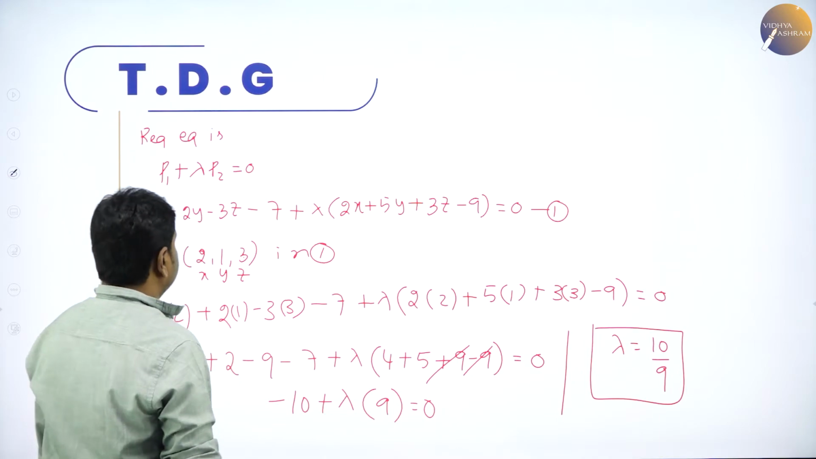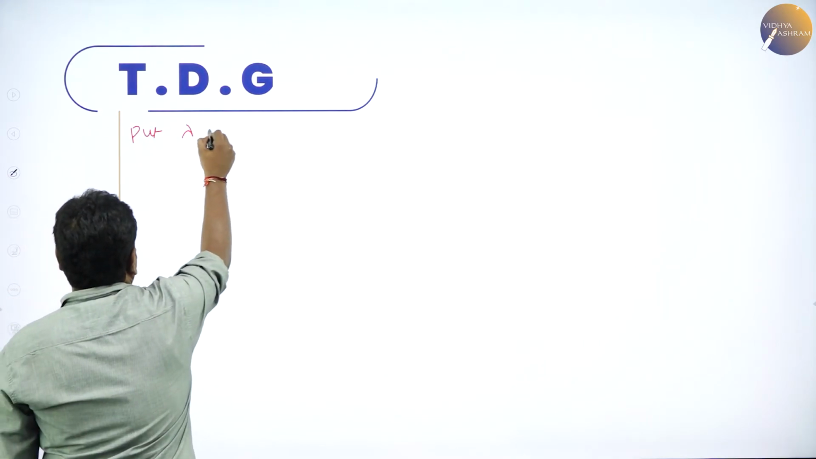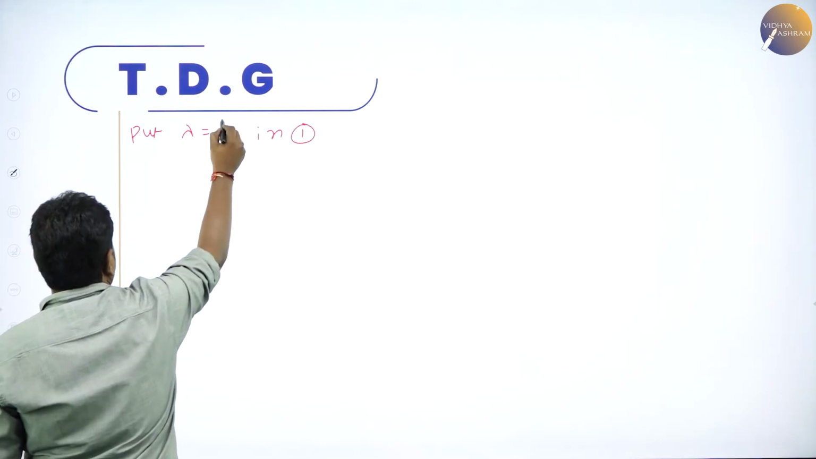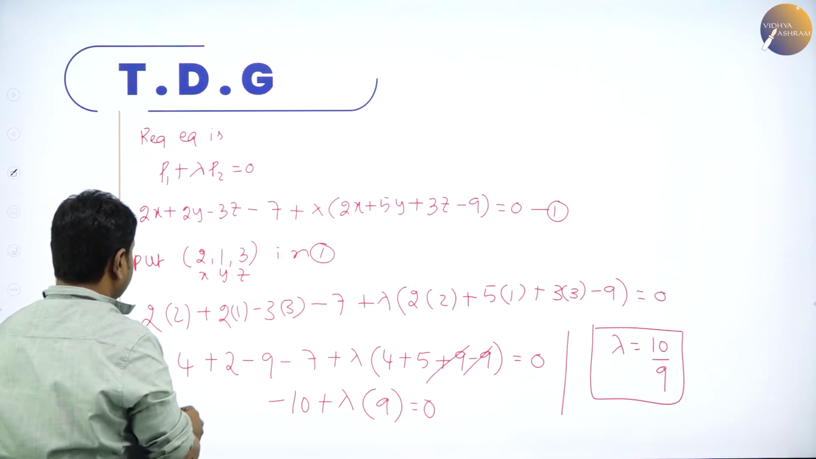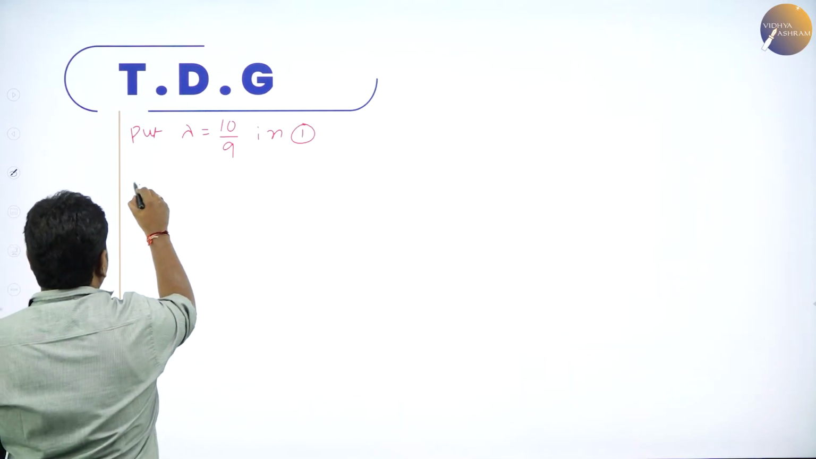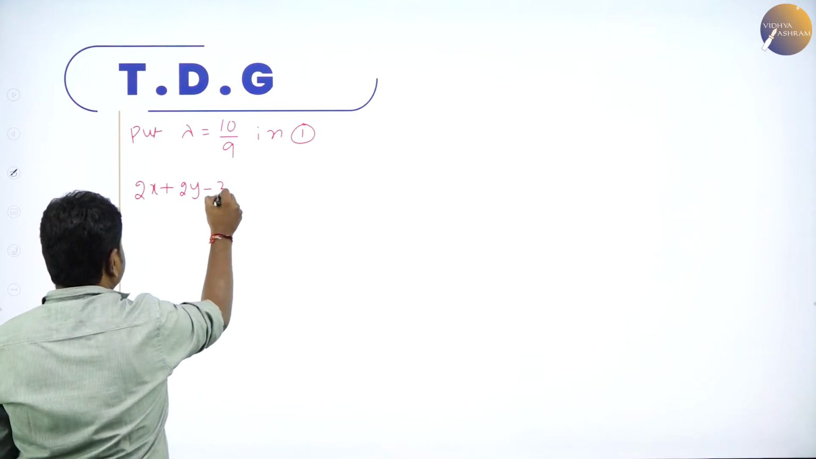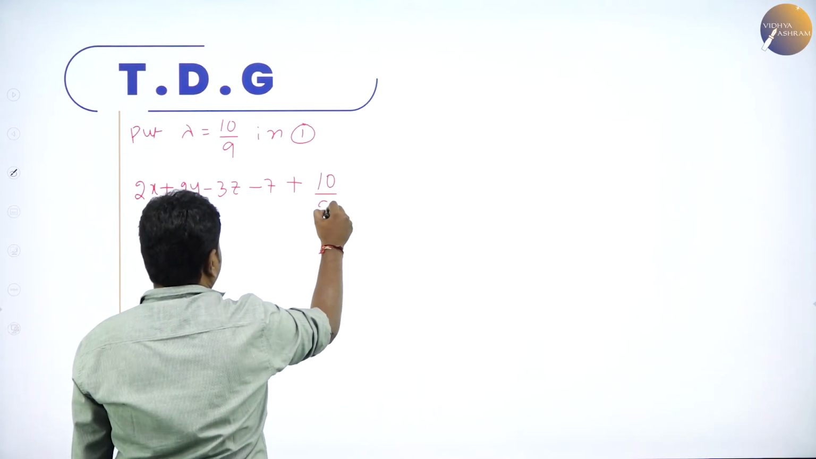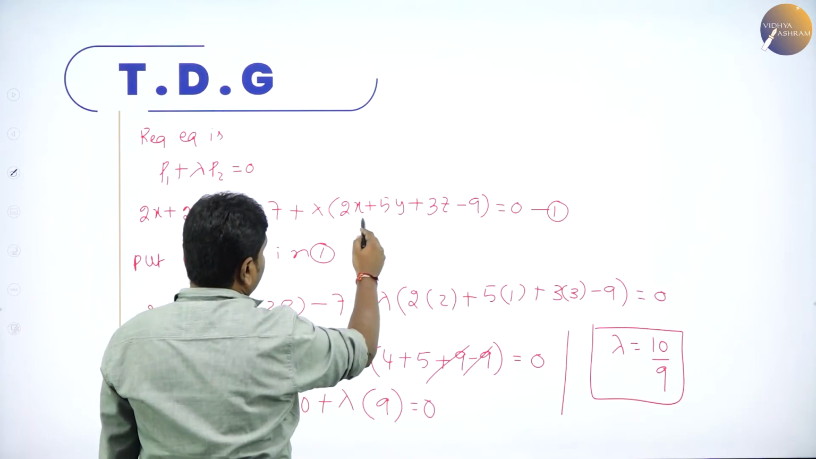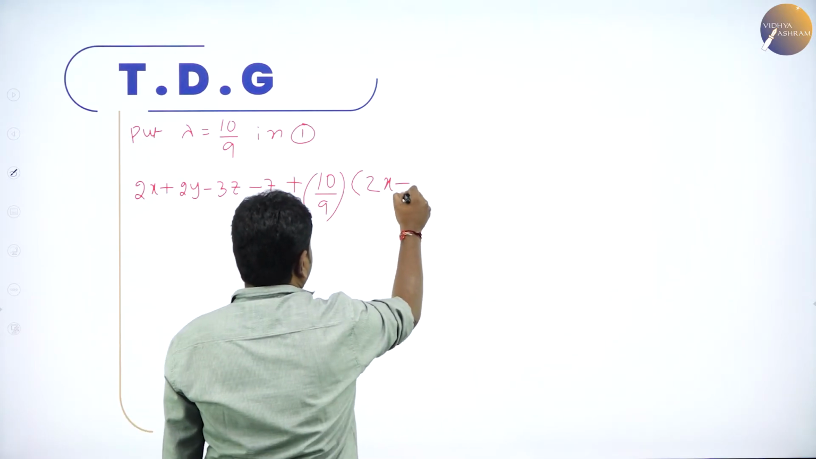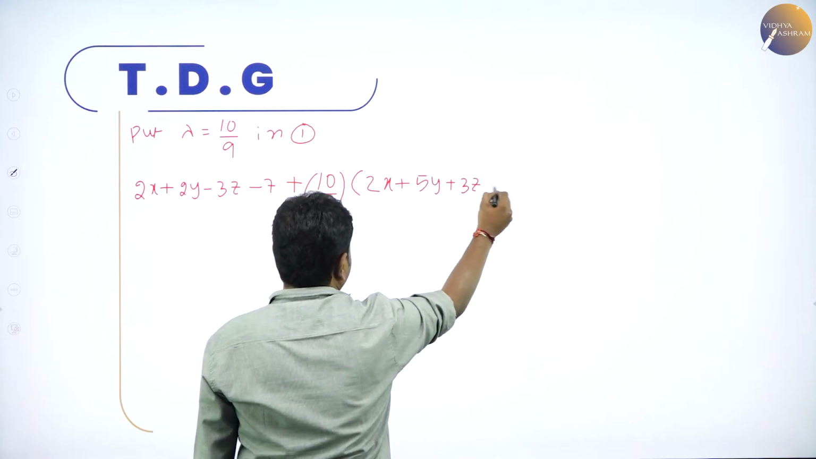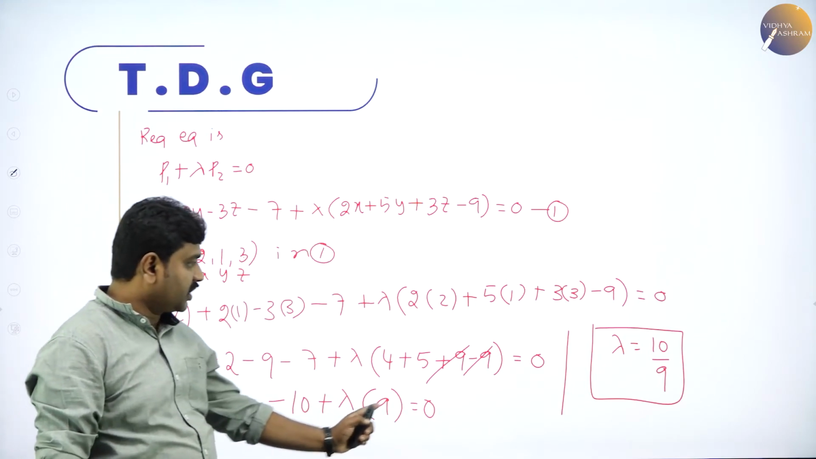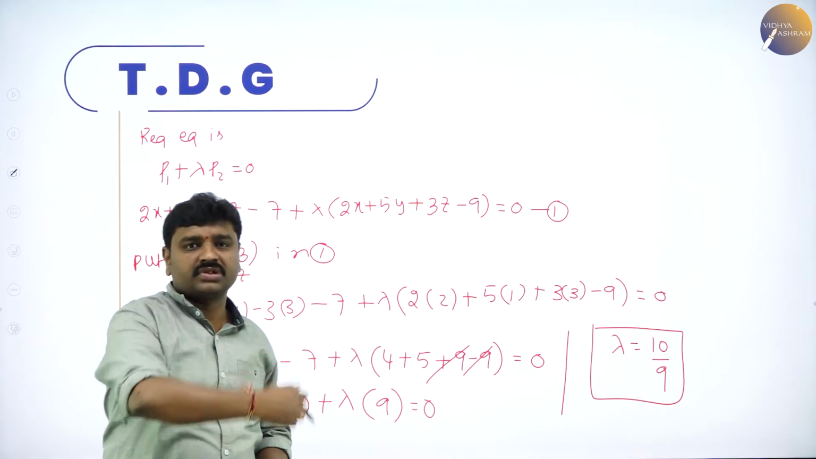Substitute lambda equal to 10 by 9 in equation 1. What is equation 1? 2x plus 2y minus 3z minus 7, plus lambda, that is 10 by 9, into the second plane (2x plus 5y plus 3z minus 9) is equal to 0. So this is the equation. In this equation, in the place of lambda, we substitute the value of lambda, which is 10 by 9.